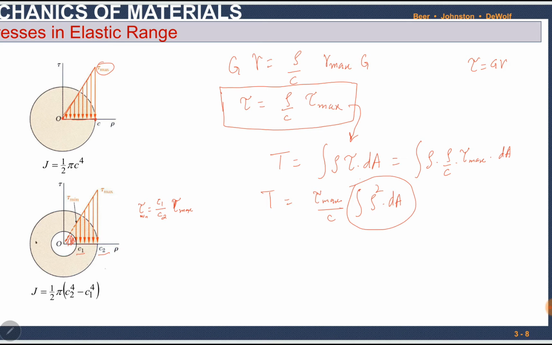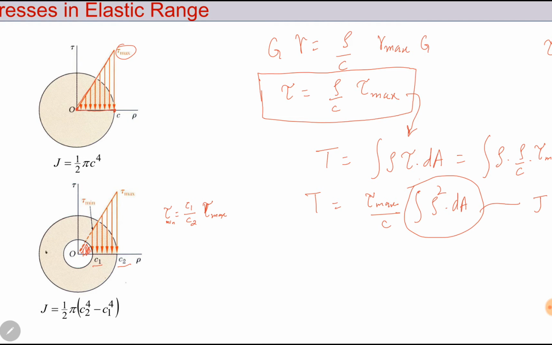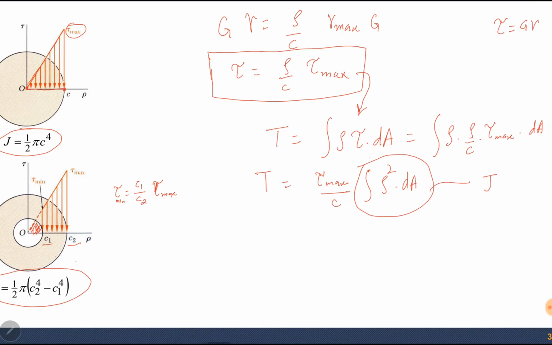This term, the integral of rho square dA, is equal to the polar moment of inertia, capital J. Polar moment of inertia, J, is actually resistance to torsional loads. It is resistance to twisting. It is a similar quantity to the second moment of area or moment of inertia, I, which is resistance to bending, and J is resistance to twist or torsion. J for solid cylinders is equal to pi by 2 radius power 4, where C is the radius, and for hollow cylinders it is pi by 2 times outer radius power 4 minus inner radius power 4.